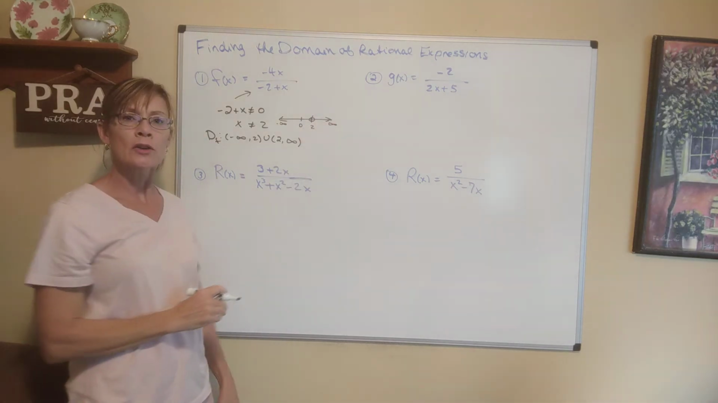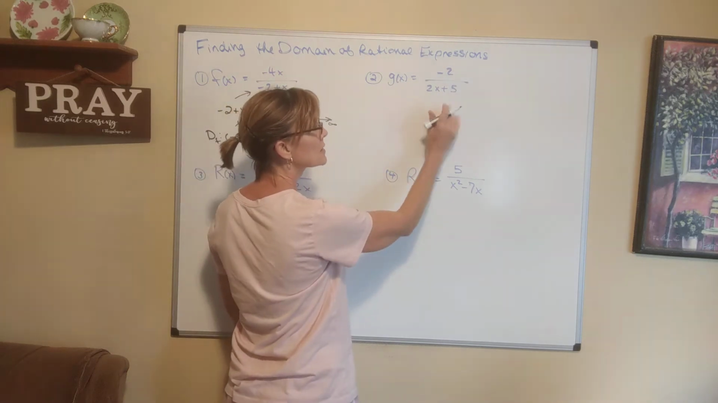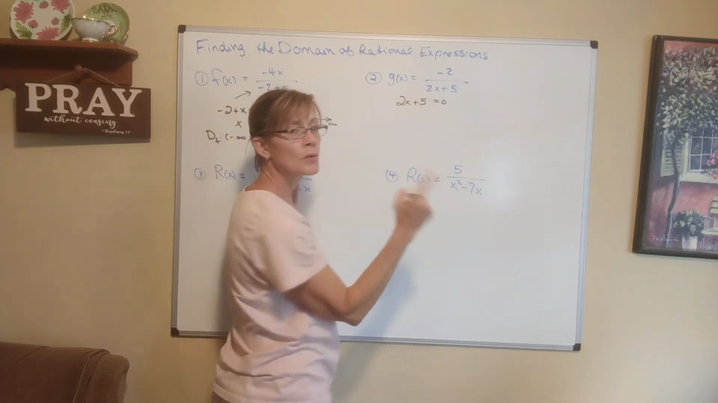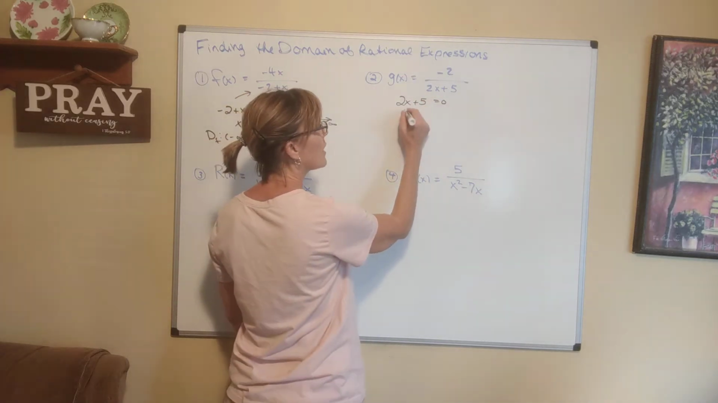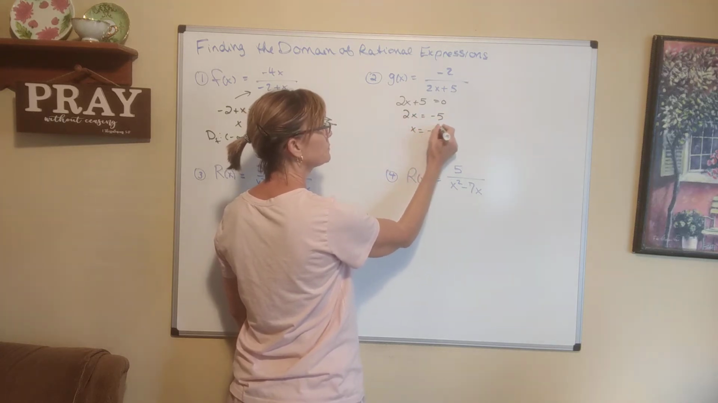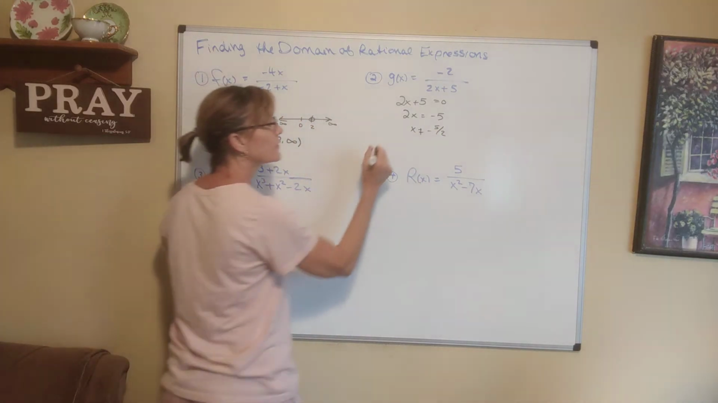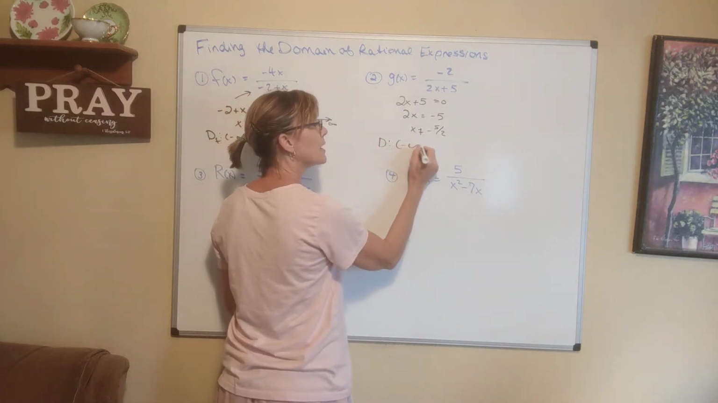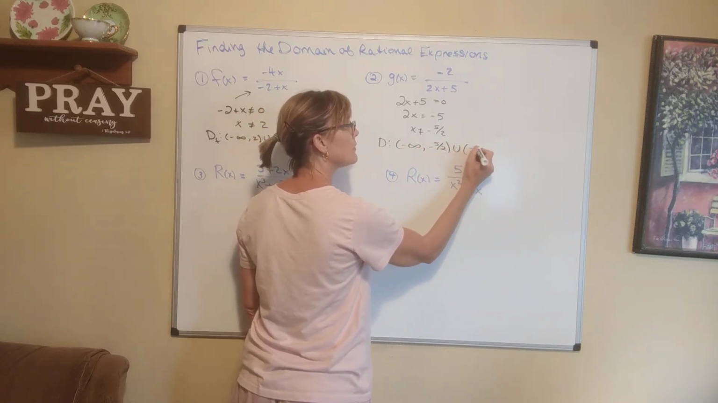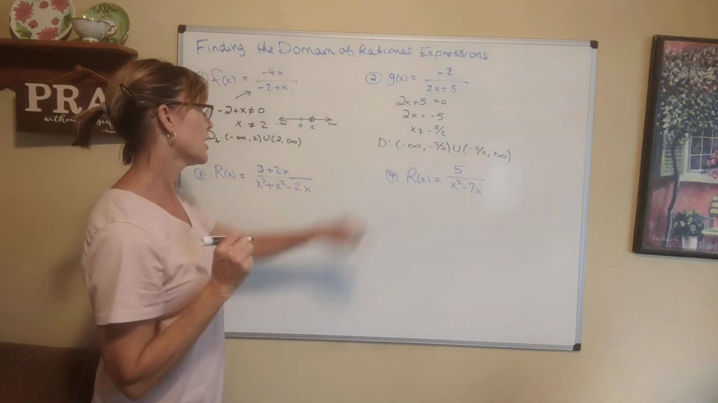Okay, we'll go a little bit quicker through the next few examples. Right here, g of x, what would be the domain here? As long as the denominator, 2x plus 5, doesn't equal 0, then we're okay. So solve for x: subtract 5, divide by 2. As long as we don't let that happen, we're in good shape. So the domain for this would be from negative infinity to negative 5 over 2, union with negative 5 over 2 to infinity. That's in interval notation.